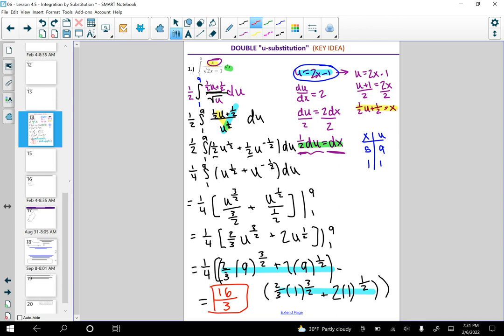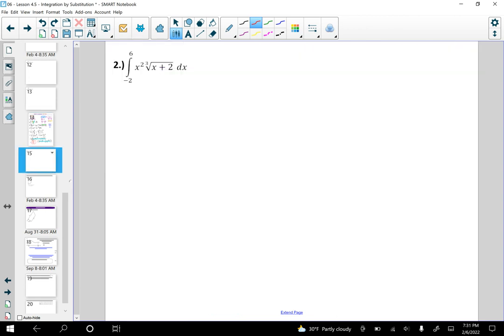Okay, let's try one more. So again, folks, the way that you're going to detect that this is happening is when you decide what your u is, but you don't see its derivative hidden. So here's another good example.